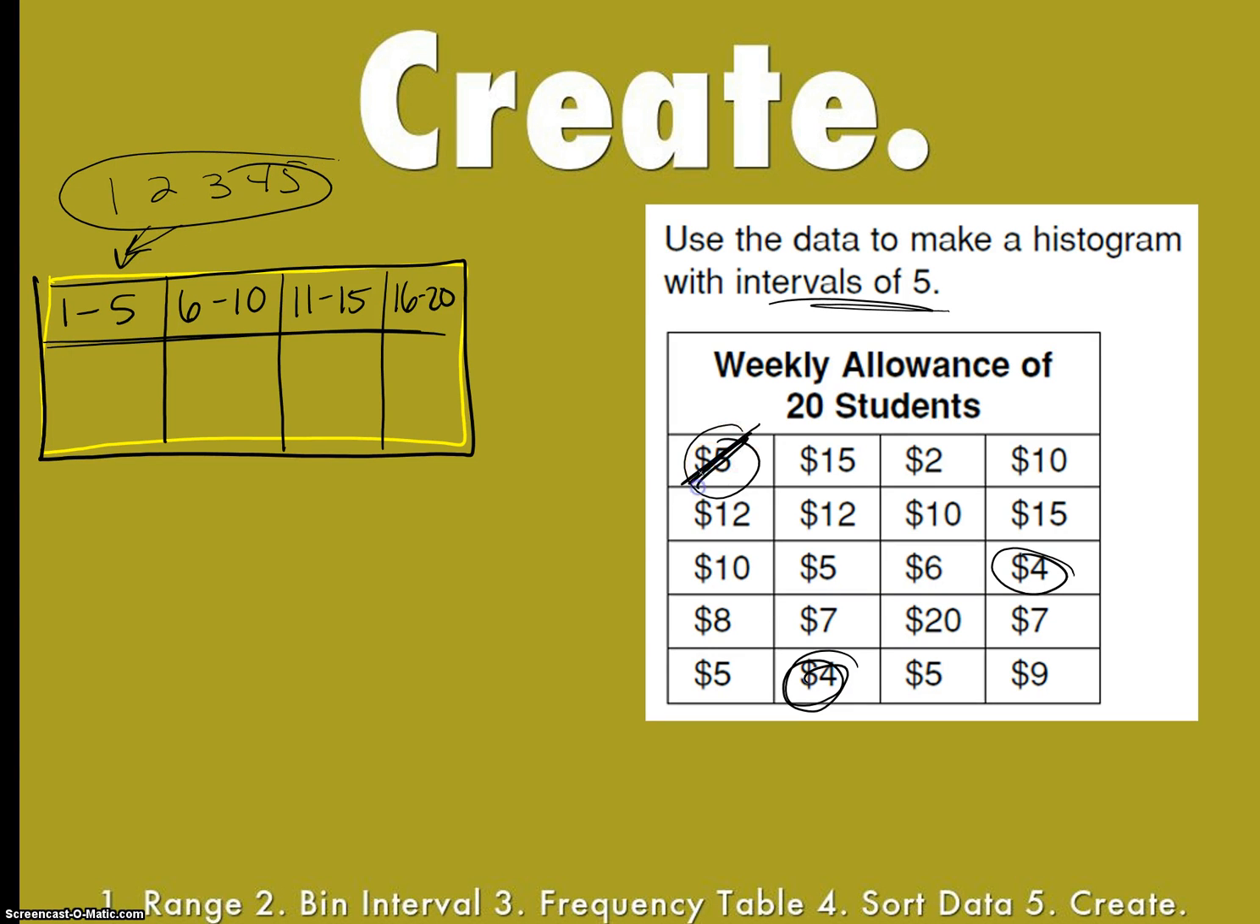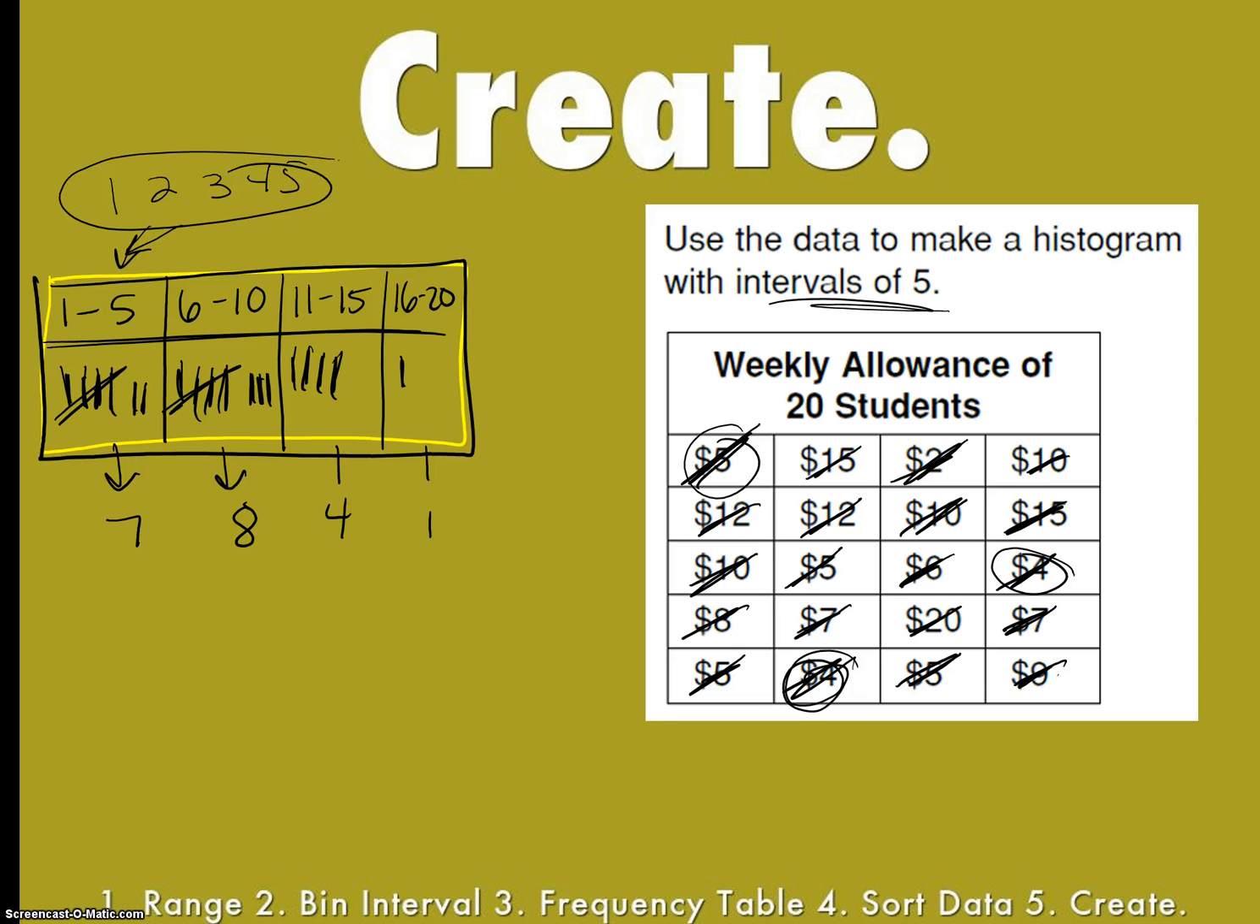So what I'm going to do is go through and place tally marks. I have a 1, 5. I have a 2 that's going to go in there. I have a 6, that's going to go in this bin. A 15 is going to go in this bin. A 10 is going to go in this bin. Pause the video and see if your tallies match mine at the end.